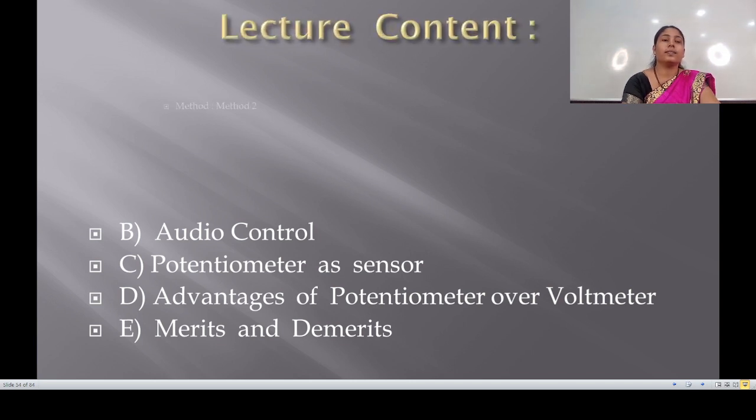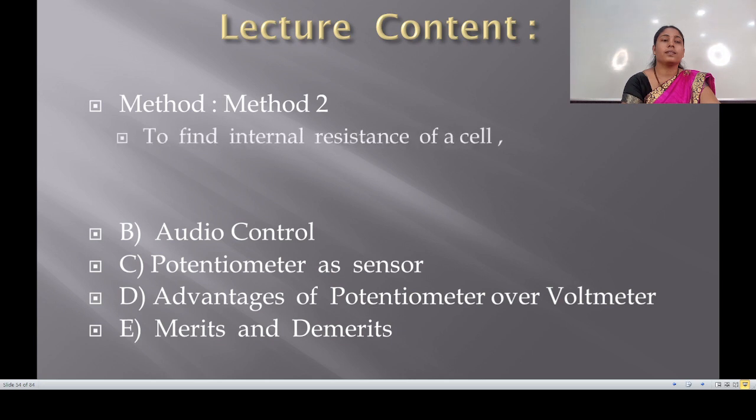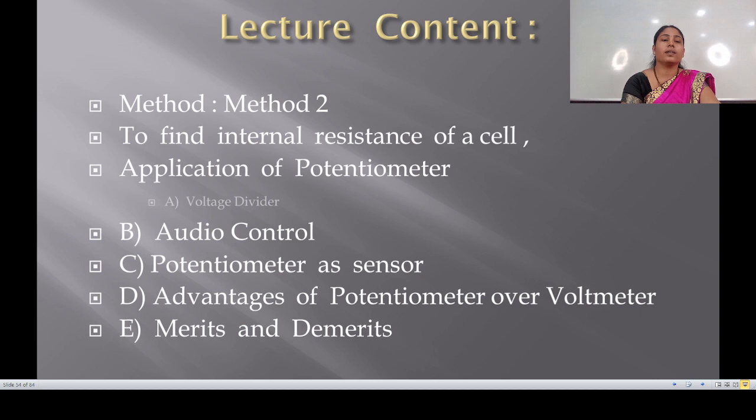First lecture content. Method first, to find the internal resistance of a cell, application of potentiometer, voltage divider, audio control, potentiometer as sensor, advantages of potentiometer over voltmeter, merits and demerits. In that lecture we will see method second, to find the internal resistance of a cell, and the same applications.